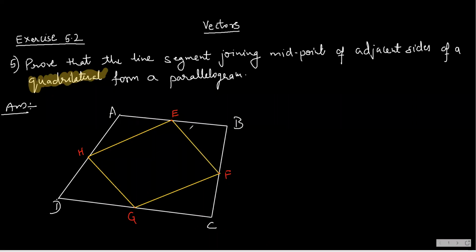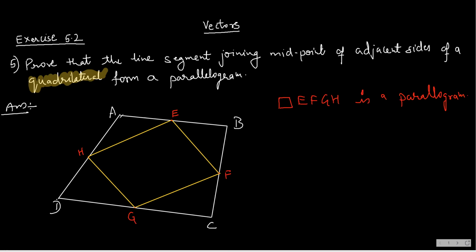So the quadrilateral which I get by joining the midpoints of these adjacent sides is EFGH. Which quadrilateral do I get? I get EFGH. Okay, so this quadrilateral I'm getting. What I have to prove? I have to prove that quadrilateral EFGH is a parallelogram. So you have to understand the data first.